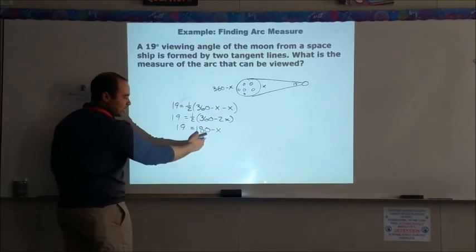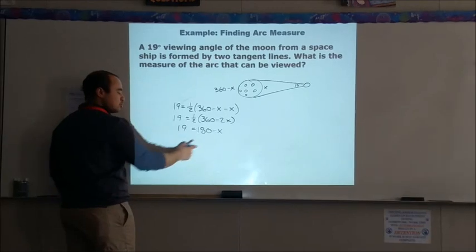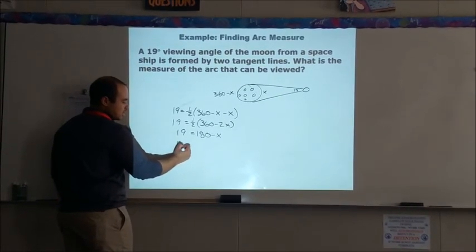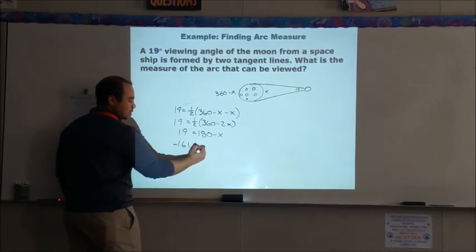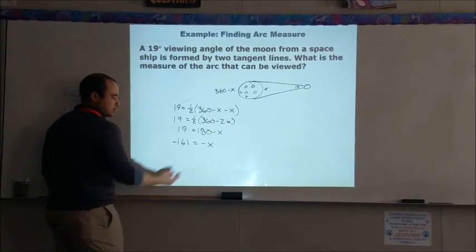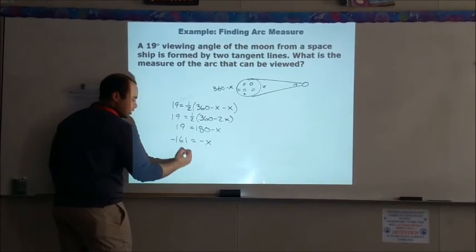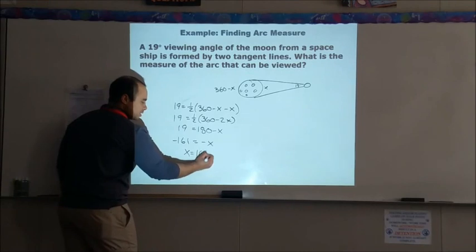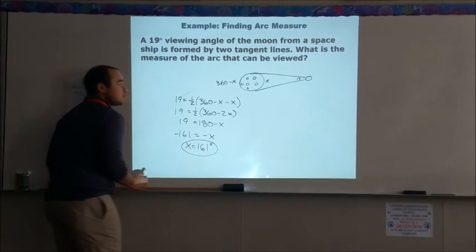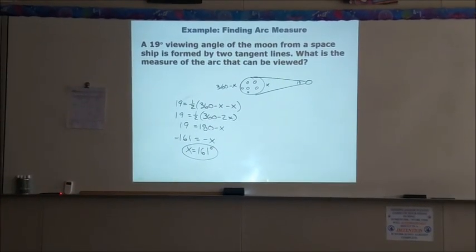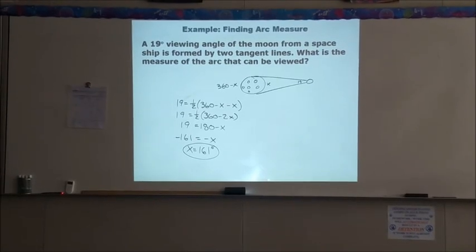In this case, now we need to subtract 180 from both sides. To move the 180, you'll get negative 161 equals negative x. Divide by negative 1, and you're going to get x equals 161 degrees. So that arc viewable of the moon from the spaceship is 161 degrees.